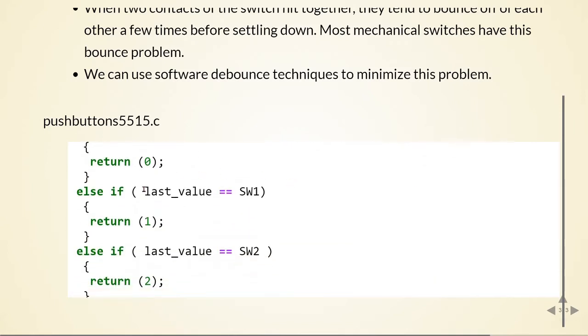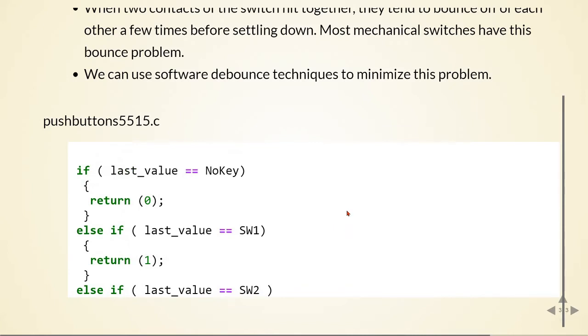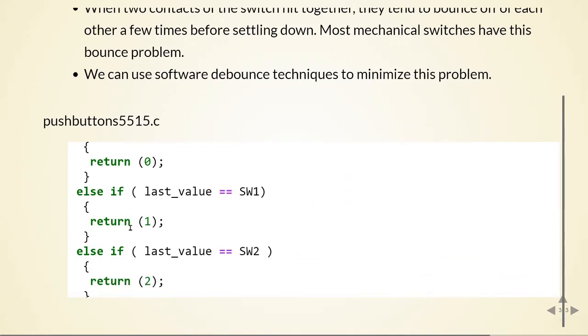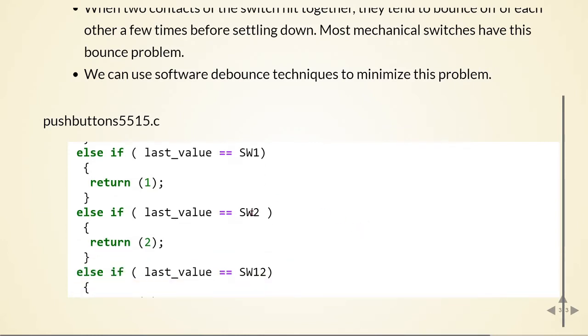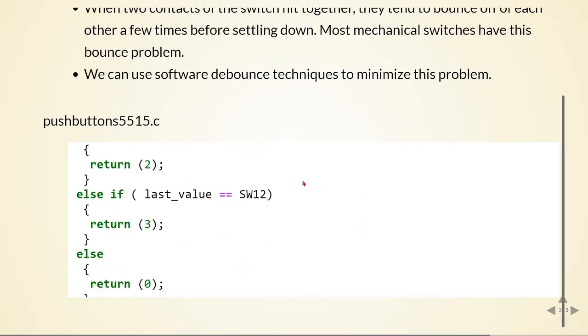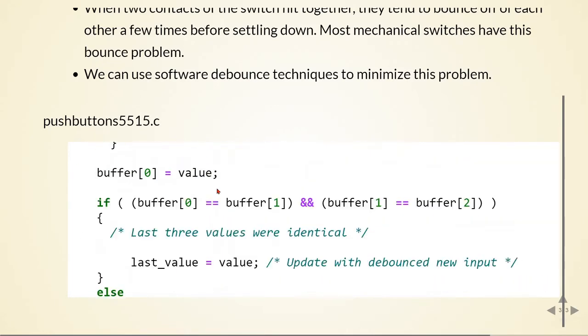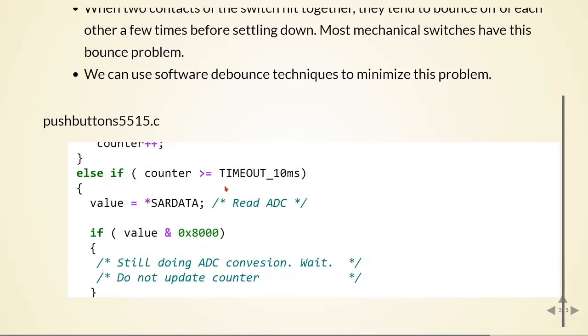This is how we return, for example, 3 states. If no key is pressed, we return 0. If switch 1 is pressed, we return 1. If switch 2 is pressed, we return 2. And if both switches are pressed, we return 3. So this is how we're going to read our push buttons.